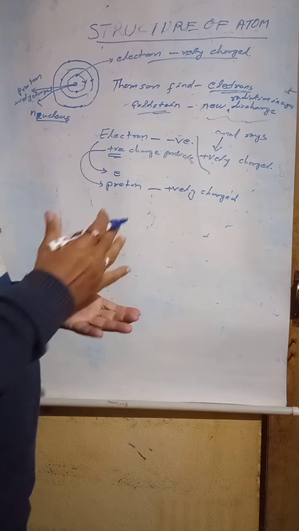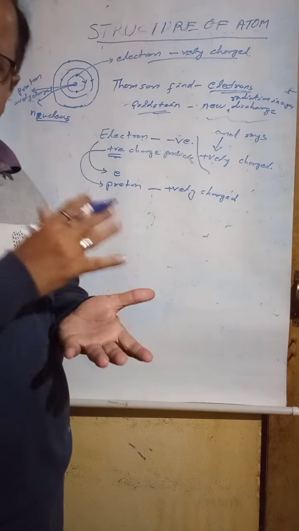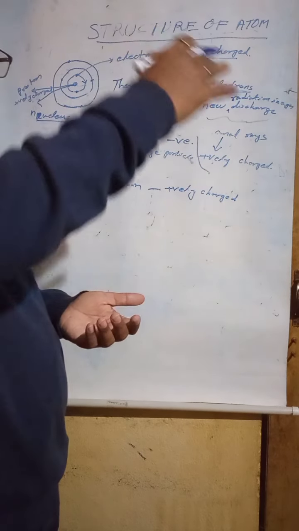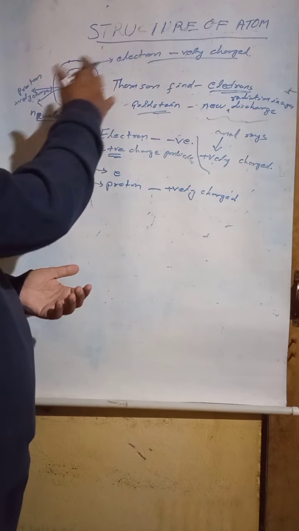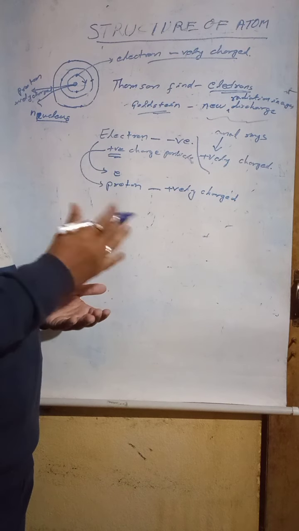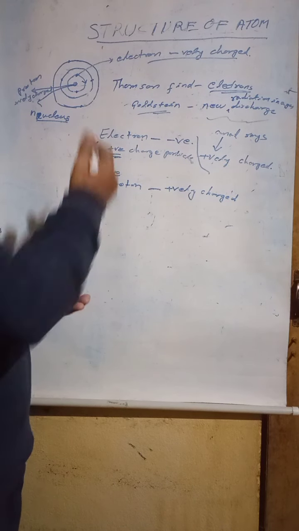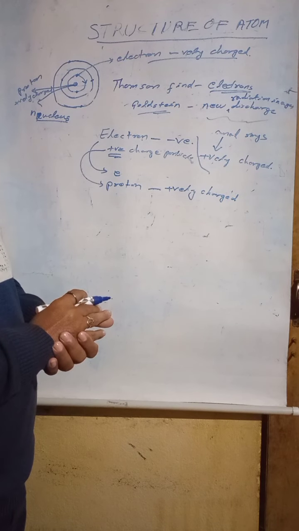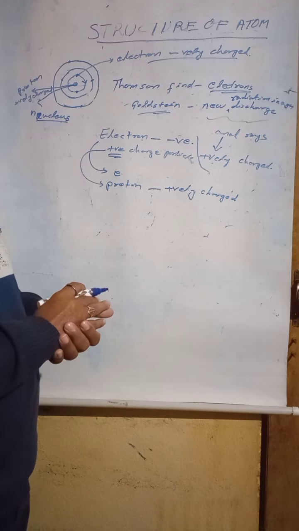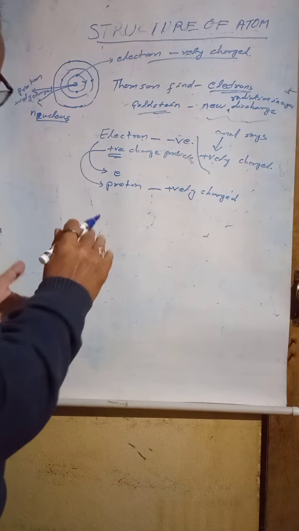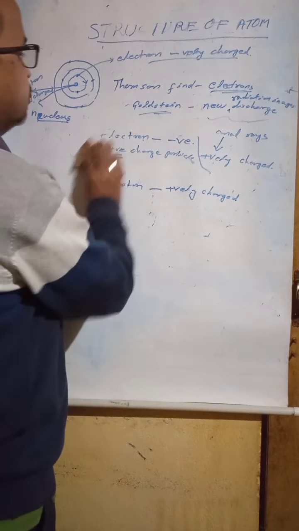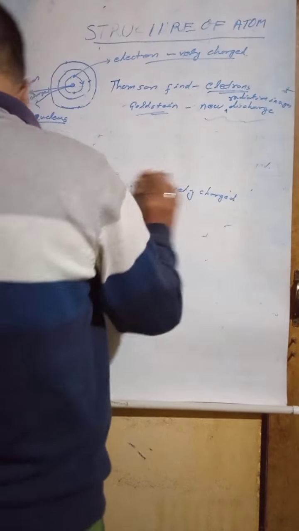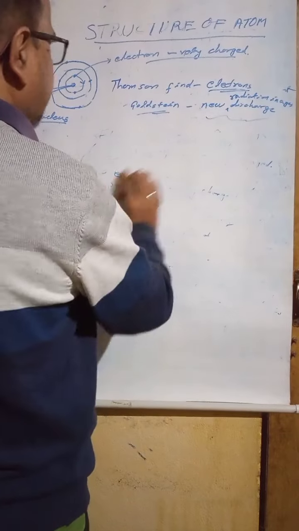Every electron has some mass. Every proton has some mass. So when a mass particle is rotating around, it will lose charge, energy. Then what will happen? Automatically it will fall down into the nucleus. But does that happen? No, it does not happen. So what happens? Let's first learn what Thomson's model of an atom is.